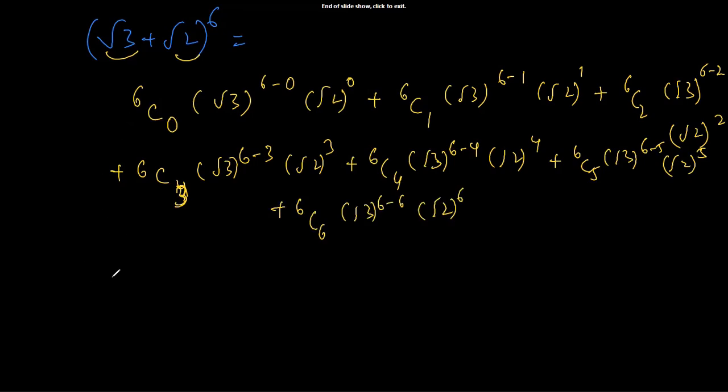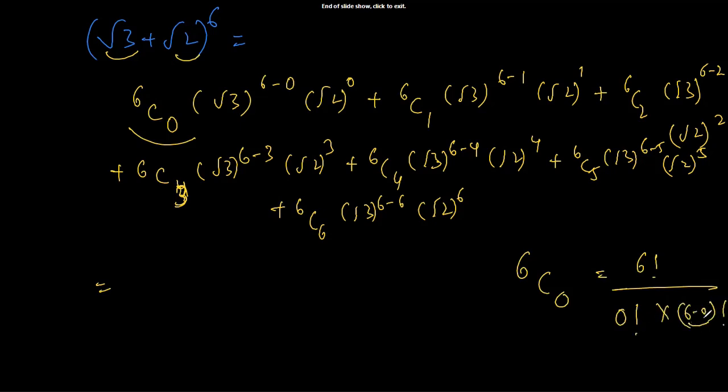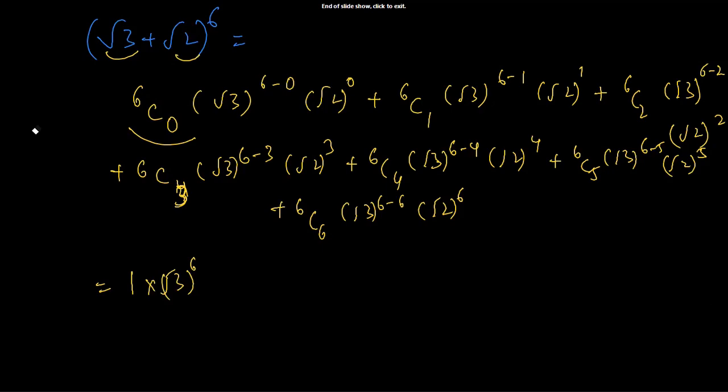Okay, so let's solve it further. 6C0 is what? 6C0 is 1 only. How is it 1? 6C0 means 6 factorial divided by 0 factorial multiplied by 6 minus 0 factorial. See, 6 minus 0 is 6 only, right? So 6 factorial cancels out. 0 factorial means 1. So 1 over 1 is 1. So this value is equal to 1. Root 3 raised to the power 6. And something raised to the power 0 is equal to 1 only, right? Now let's move toward the next term. Okay, don't solve it.